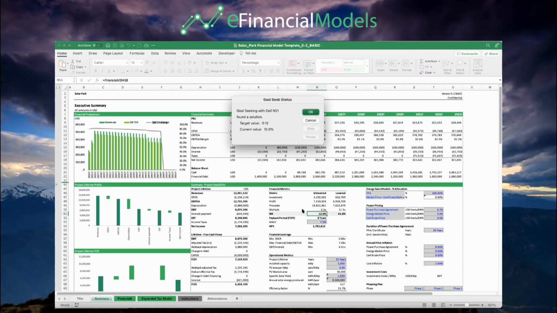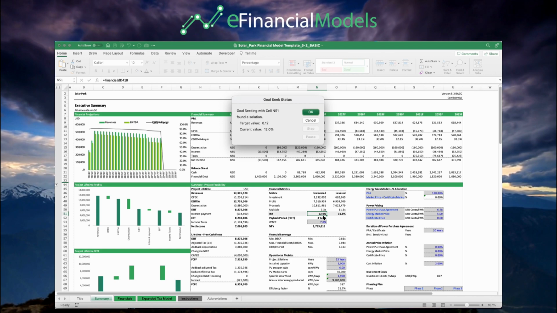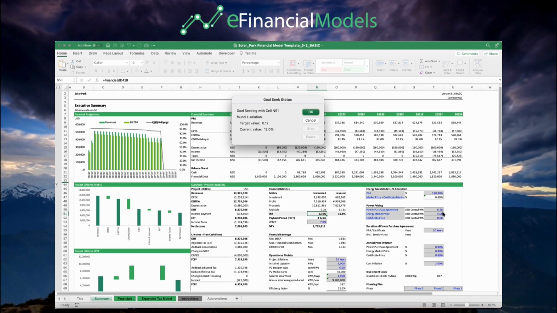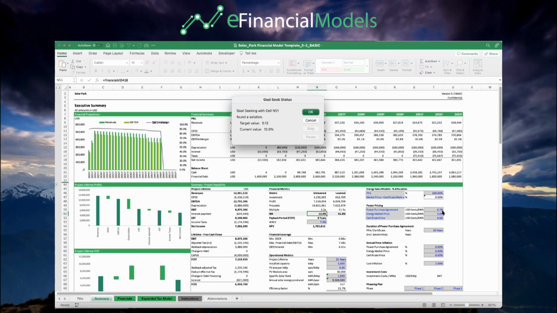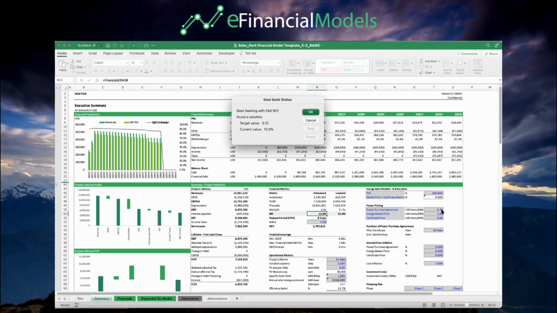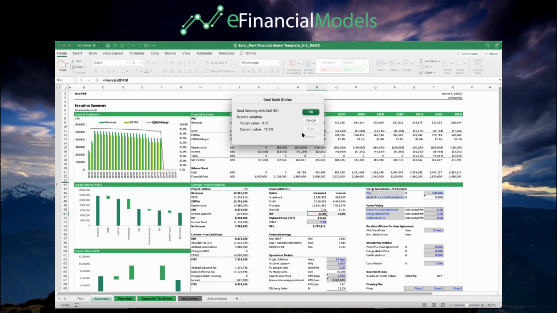And you can see now that Excel is running iterations until we get to 12%. And this means 6.78 cents per kilowatt hour. We need to obtain that price to earn a 12% IRR.